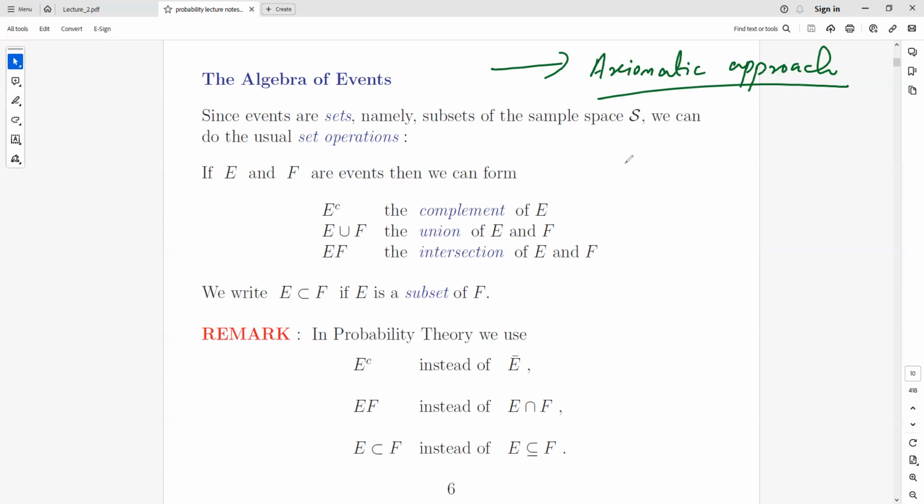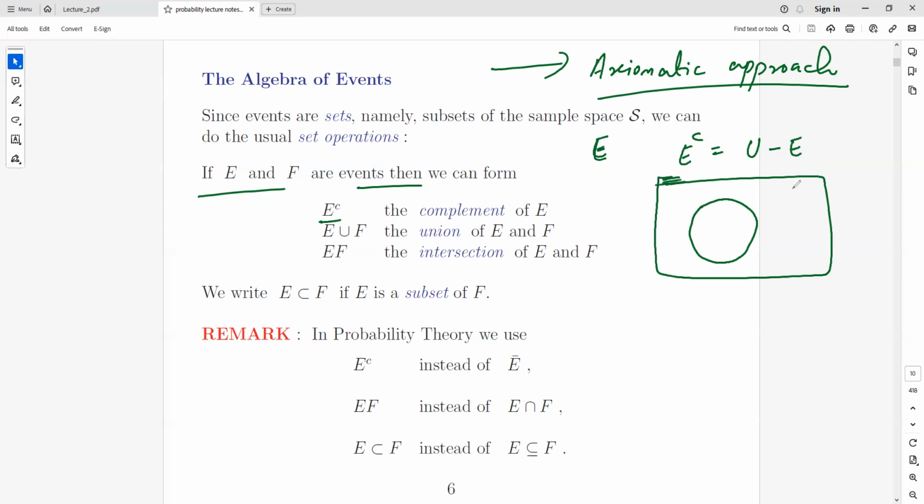To deal with this axiomatic approach, first of all, we should be familiar with the set operations. So here are some definitions. If E is an event, then what is E complement? It is simply the universal set minus the set E. This is the complement of E. For instance, if this is a universal set and this is its subset A, then A complement is nothing but this part here. That is, A is taken out from U, so the rest of the part is A complement.